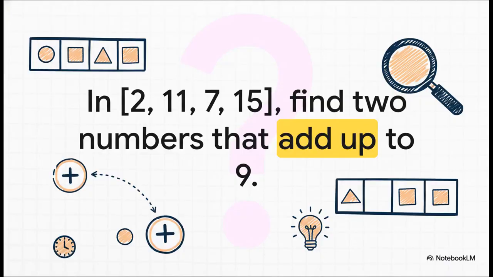A true classic. This is called the two-sum problem. You get an array of numbers and a target value. Your job is to figure out if any 2 numbers in that array add up to that target. In this case, our target is 9. Can you spot the pair?